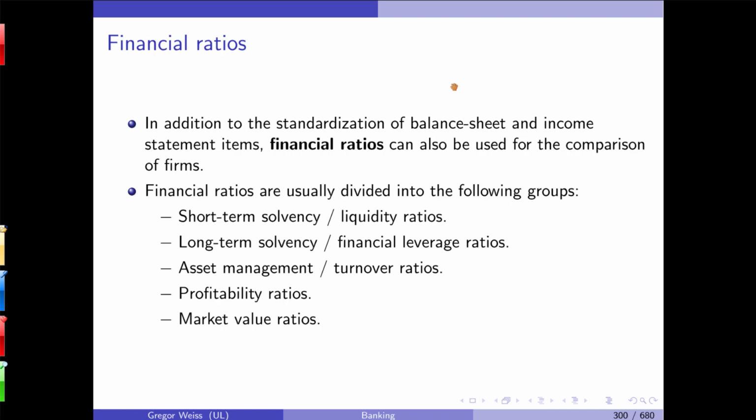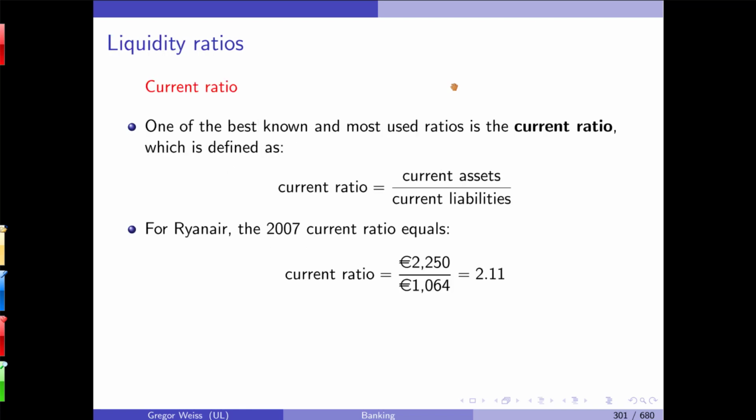Then, which type of financial ratios could we look at? Short-term solvency or liquidity, long-term solvency or leverage ratios, asset management or turnover ratios, profitability ratios, market value ratios. Those are the most important ones. And you should probably know most of those.